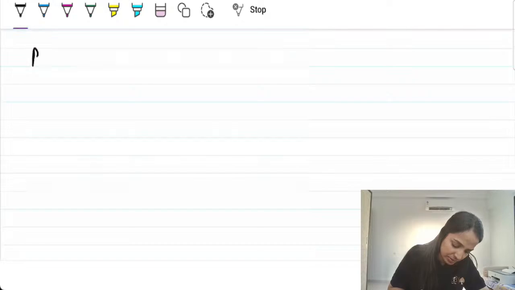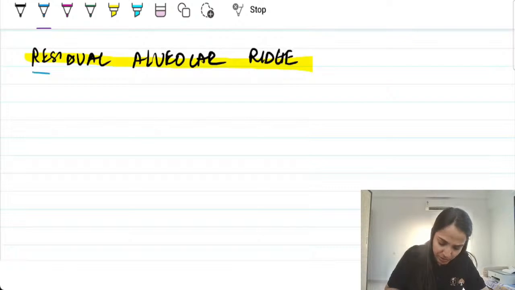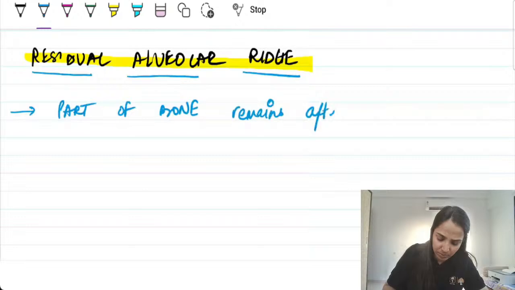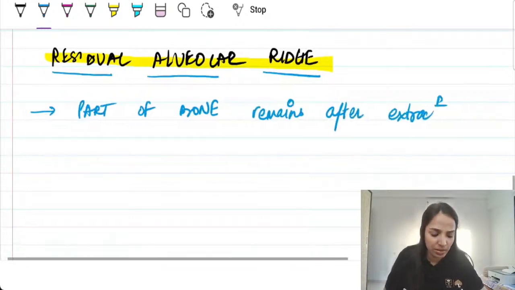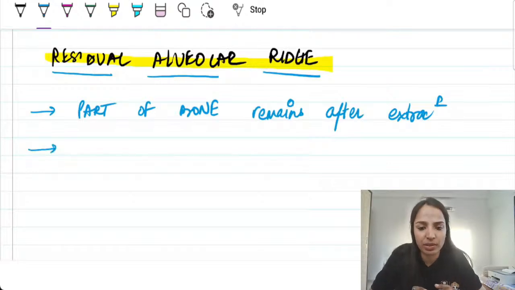Second area that we need to learn is your residual alveolar ridge. So, residual alveolar ridge, what is it? The part of the bone that remains after extraction. This is called as your residual alveolar ridge. Now, when natural teeth are removed, then the alveolar process will undergo the process of healing. It will have bone fill, and over a period of time, it has a good soft tissue covering and it gets converted into an alveolar ridge.